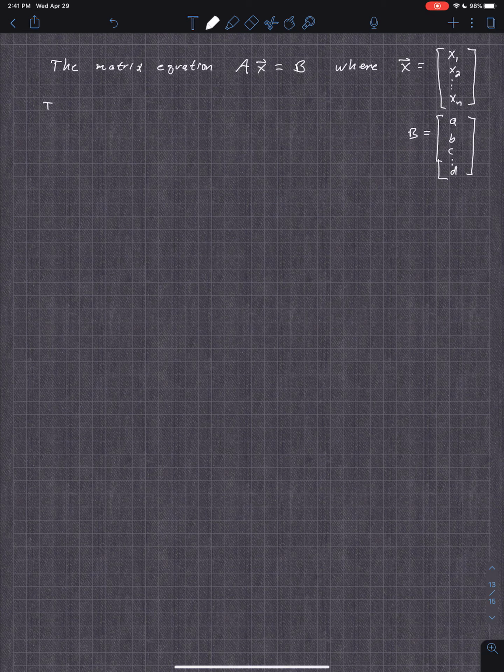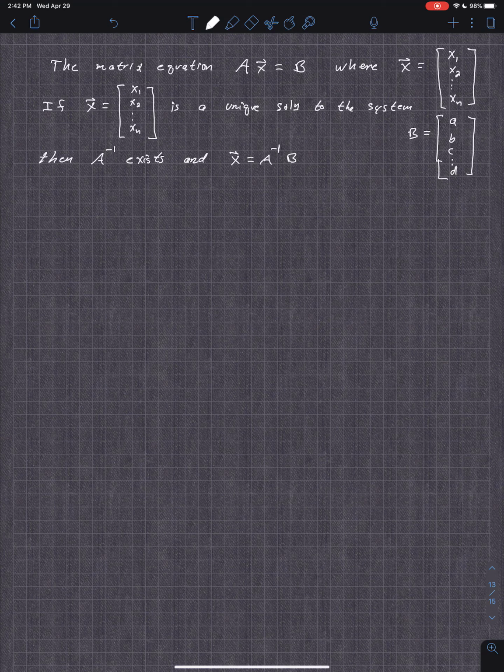So here's the idea. If x equals this form, so x1, x2 to x sub n, is a unique solution to the system, then A inverse exists, and x is equal to A inverse times B. So if you know the inverse, you can find the solution really easily. So this is how it would look.